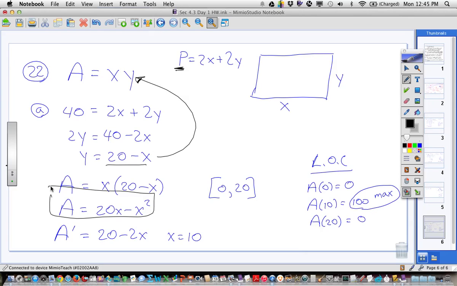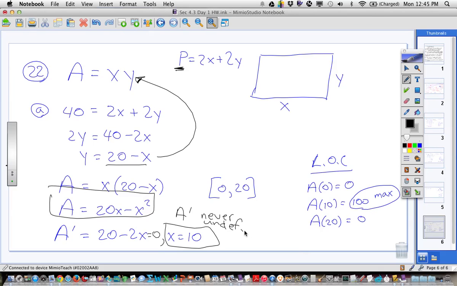So we do the derivative, which is this. We set it equal to 0. Whoops, forgot that. Set it equal to 0. Get our candidate. A prime is never undefined. I forgot that too. A prime is never undefined. It's a 10. Now again, here's where you could say endpoints don't really make sense in this problem.